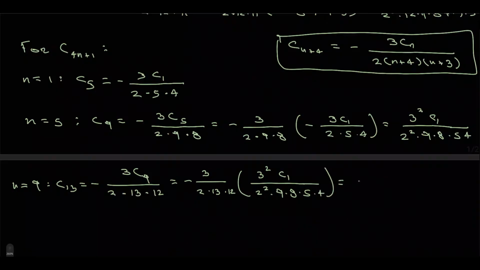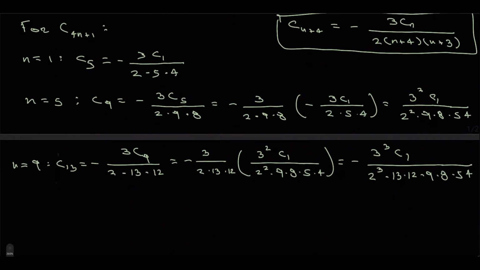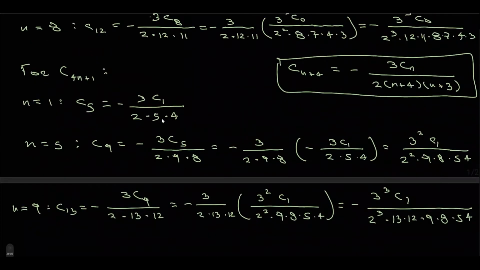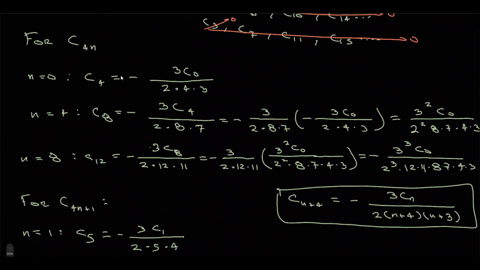And that equals negative 3 cubed c sub 1 divided by 2 cubed times 13 times 12 times 9 times 8 times 5 times 4. All right. So with this, we should be ready to write all of this in sigma notation. So number one, let's write this in polynomial form. Let me start with the coefficient at n equals 0, n equals 4, etc.